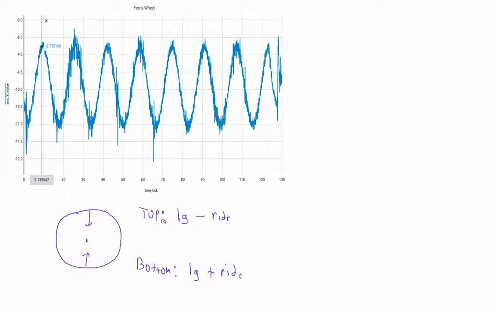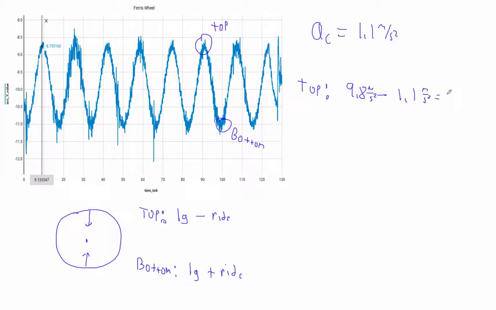And then if we look at this, this is where we are at the bottom, where we have the maximum g-force. And here, this is where we are at the top. So in this case, let's imagine that my centripetal acceleration is about 1.1 meters per second squared. I would expect at the top to get 9.8 minus 1.1. 9.8 is the 1g, and these are meters per second squared. So we'd expect this to be about 8.7 meters per second squared.